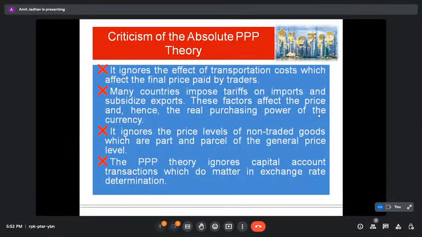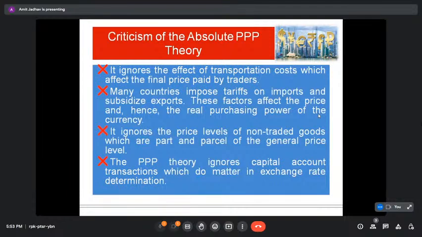There is some criticism of this PPP theory also, because there are some limitations. The first limitation is that it ignores the effect of transportation costs, which affect the final price paid by the traders. Such a cost affects the price paid by the traders, and the theory does not consider the transportation cost.